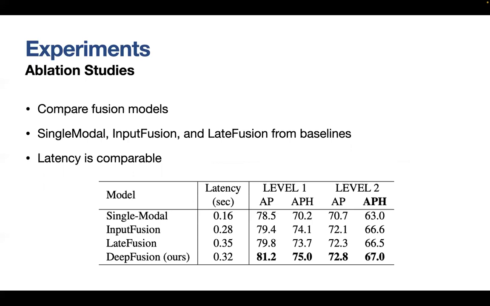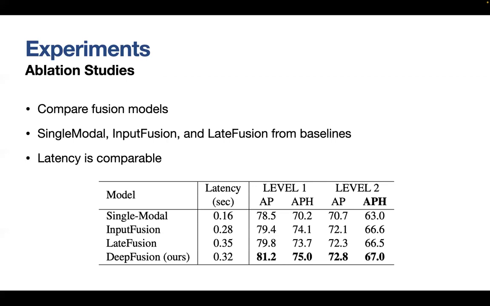And they also compare different fusion models. These are different methods that both use LiDAR and camera to do object prediction. There is a single model which doesn't use the camera at all. Then they have input fusion and late fusion, which are from other baselines, and then DeepFusion in the end. And we see that DeepFusion is the best one. So they see that using neural networks to align the features is the most successful way of fusing things.